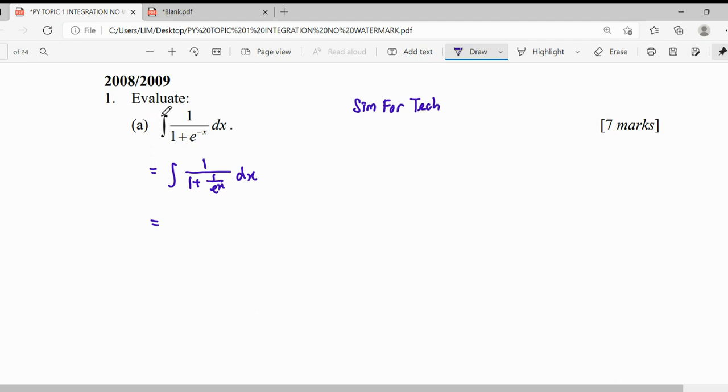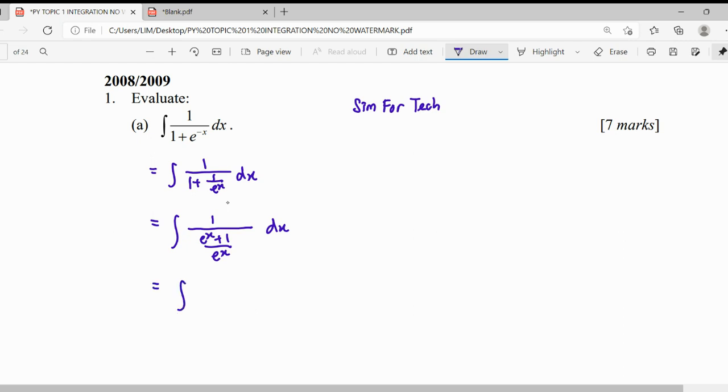Okay, so we simplify first. Our notation should be written together. So this is our integration notation, and we should write it together while we are simplifying. So how we simplify is we get the same denominator, which is e^x. So this denominator will be multiplied by e^x. So the numerator part will be e^x plus 1 and dx, and then we simplify some more.